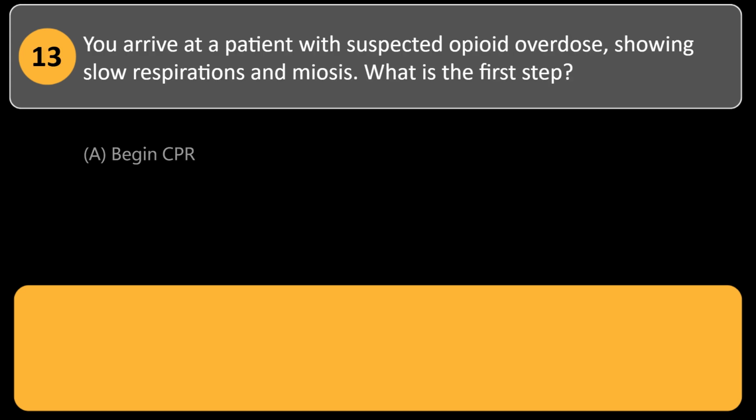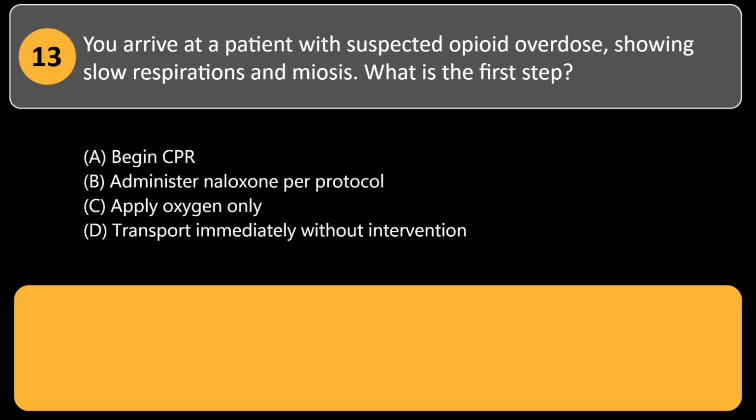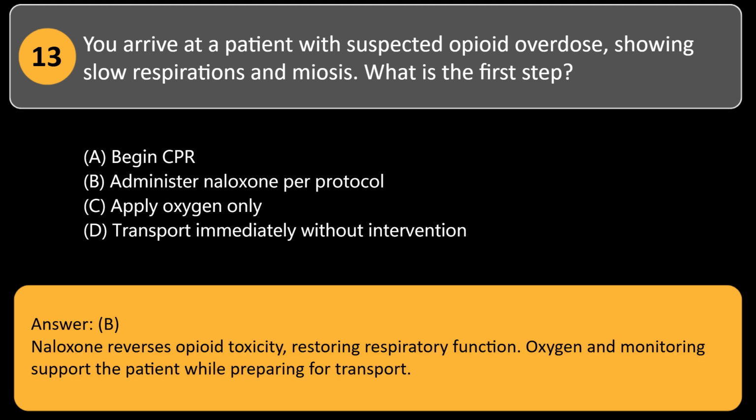You arrive at a patient with suspected opioid overdose, showing slow respirations and miosis. What is the first step? A. Begin CPR. B. Administer naloxone per protocol. C. Apply oxygen only. D. Transport immediately without intervention. Answer: B. Naloxone reverses opioid toxicity, restoring respiratory function. Oxygen and monitoring support the patient while preparing for transport.